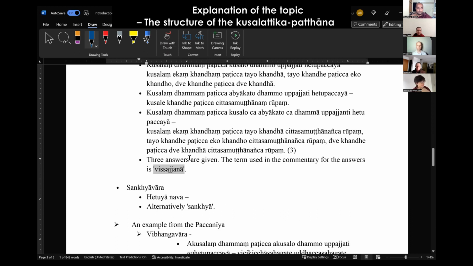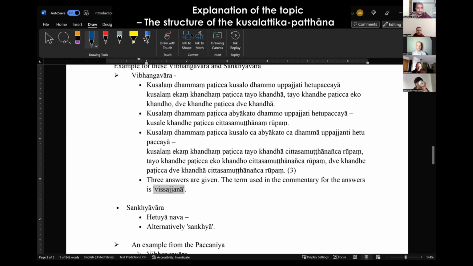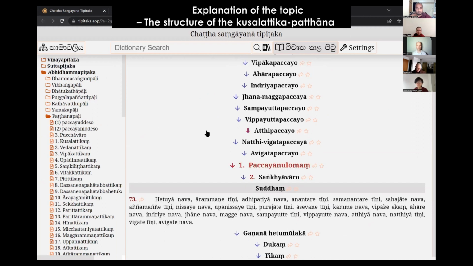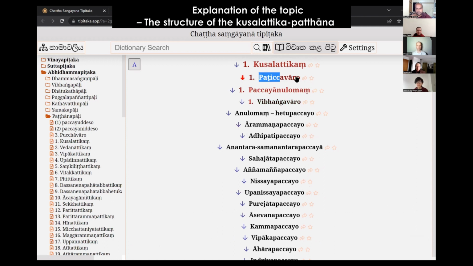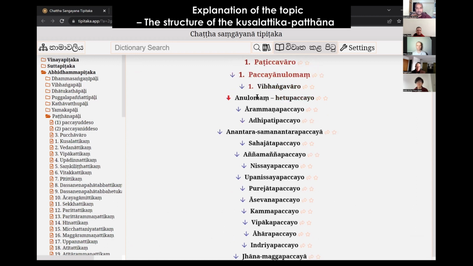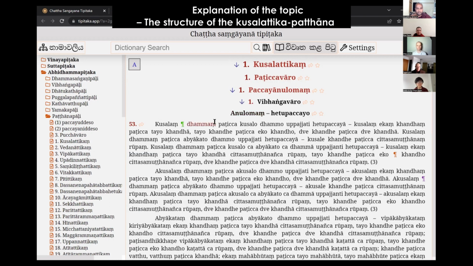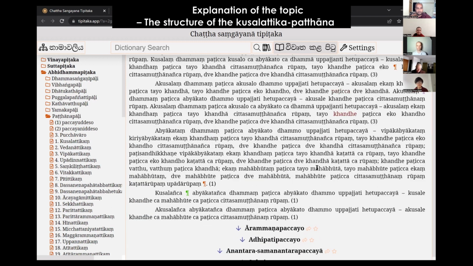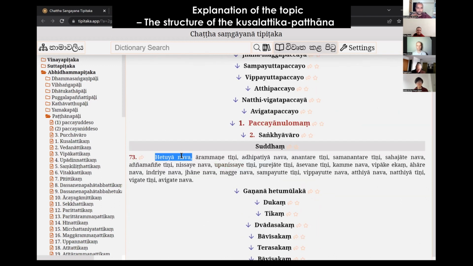Right. And when we move into the Sankhya-vara, the chapter of enumeration, right? Now we are looking at the Sankhya-vara in the Paticca-vara. In the chapter of Paticca-vara, we discussed the relationships here in Anuloma Hetupaccaya, and now we are discussing an example for Sankhya-vara. It says here, nahetyā nava, which means in Hetupaccaya, in Paticca-vara, there are 9 answers in total, right? So it shows the number of answers found in the Hetu. It says nahetyā nava.